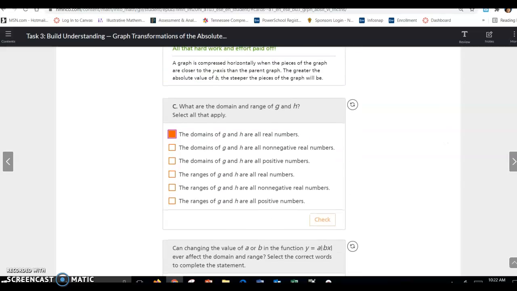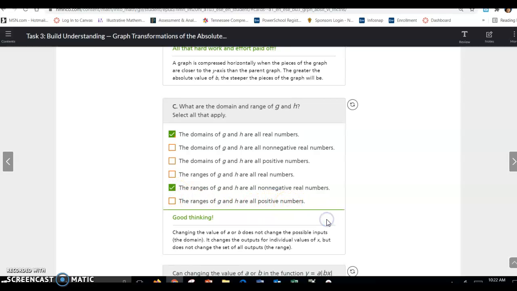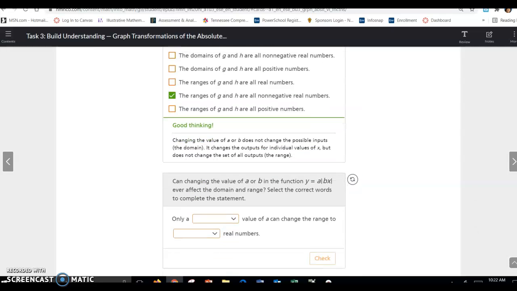So this one, you just have to be careful to choose the best answer. The range is not all real numbers. It is non-negative real numbers. Positive numbers leaves out 0, so we do need to choose the non-negative.